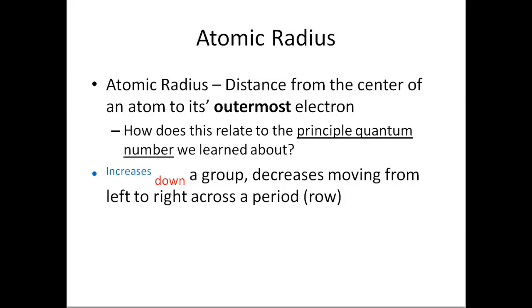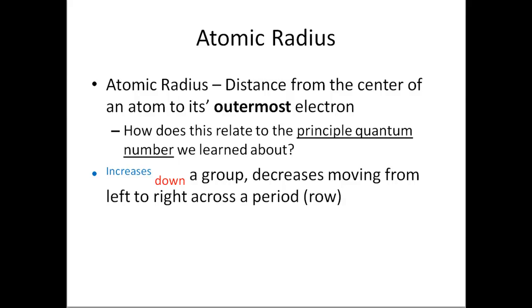So atomic radius is, simply put, the distance from the nucleus to the outermost electron, to the valence electrons. Very simple. So how does this relate to the principal quantum number we learned about? Well, what do you think? Remember the outermost electron, the valence electrons. The principal quantum number is the amount of energy that an electron has, and the higher the energy, the further the electron is from the nucleus.